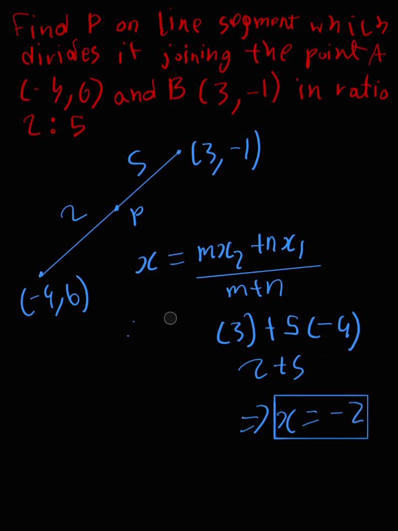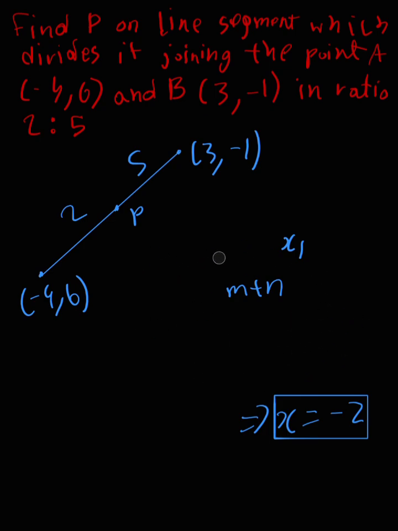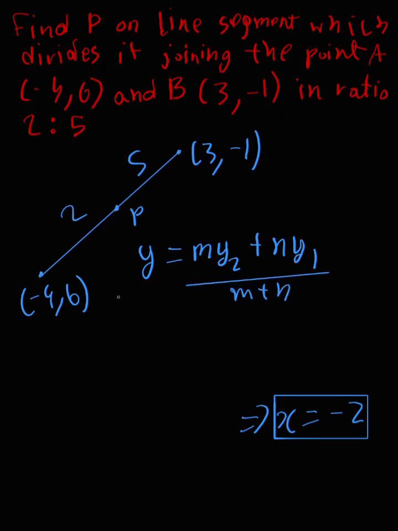So we have obtained our x coordinate. Now let's solve for y. For y we apply a similar procedure. We will say that my2 plus ny1 over m plus n is equal to the y value. Now we know that m plus n is just 7 because we had calculated it earlier, and I will quickly substitute in the values. The m value is 2 here.